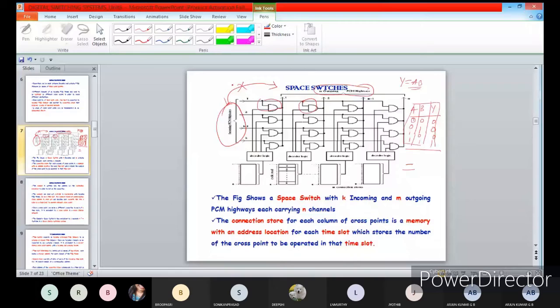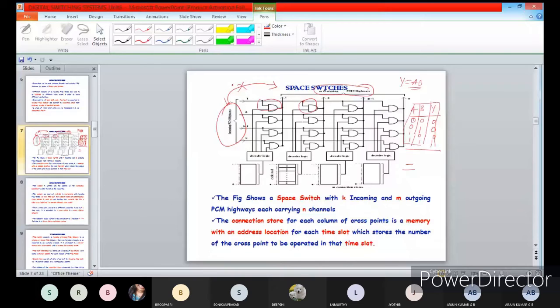Okay, the incoming lines will be 1 to K, and the outgoing lines will be similarly 1 to M. K is the incoming PCM highways and M is the outgoing PCM highways. If you want to implement this kind of crosspoint, it will be using integrated circuits. We implement all the circuits.